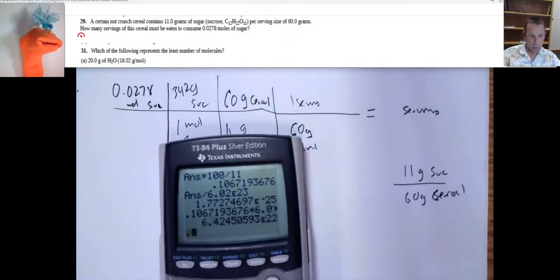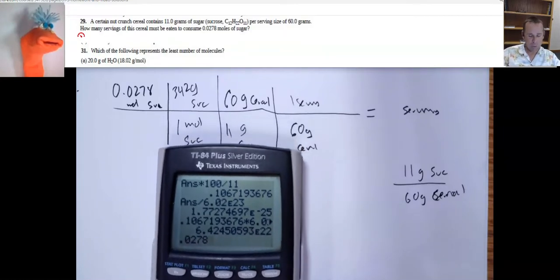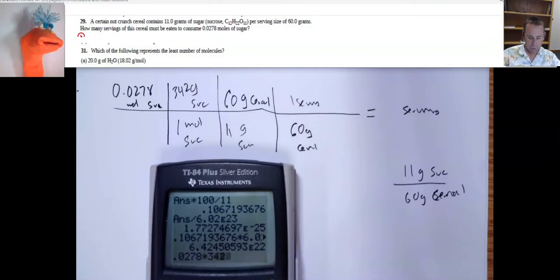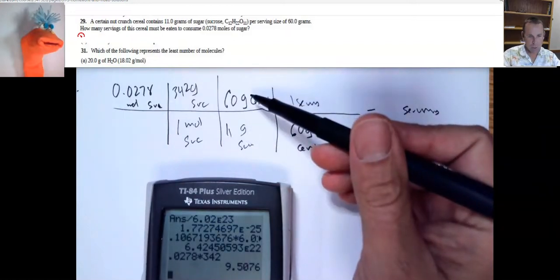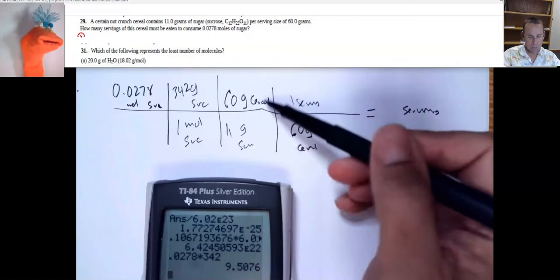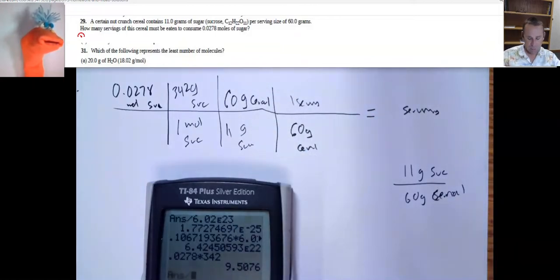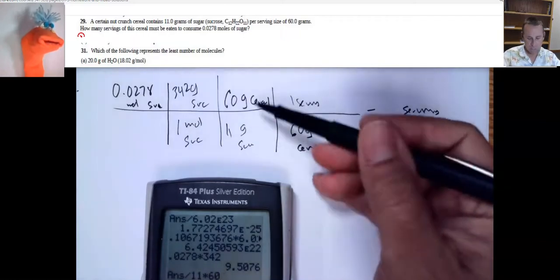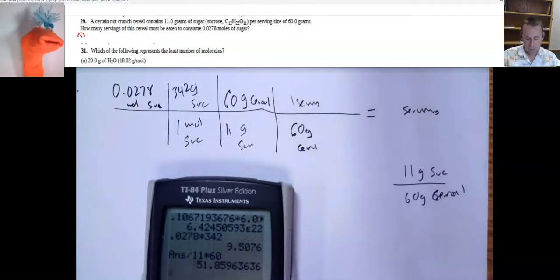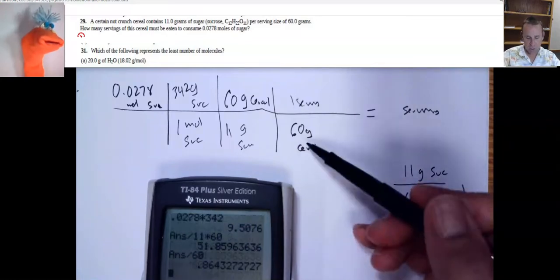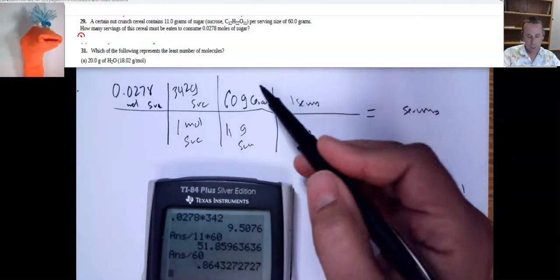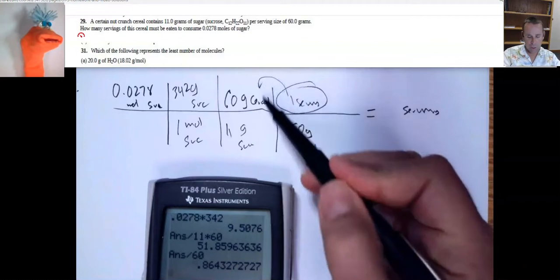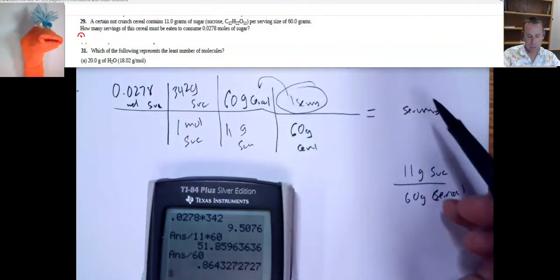Okay, so we got 0.0278. That's how many moles of sucrose. And if I multiply that by 342, that gives me grams of sucrose. And then there's 11 grams of sucrose for every 60 grams of cereal. So how many 60-gram units are there? I can get that by dividing by 11 and multiplying by 60. And then I can divide by 60 again, because I'm going to call that a serving. Could you have just said one serving contains 11 grams? That's right. I could have just used this serving and said that it contained 11 grams, just the same as dividing and multiplying by 60.